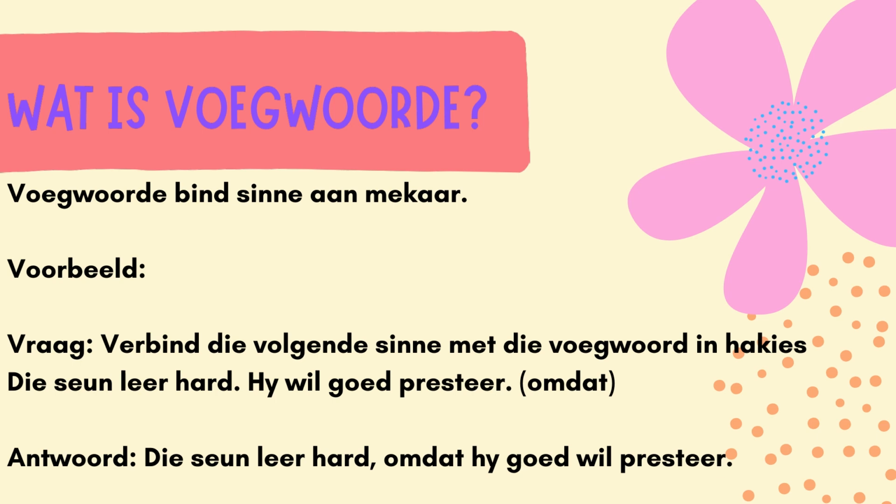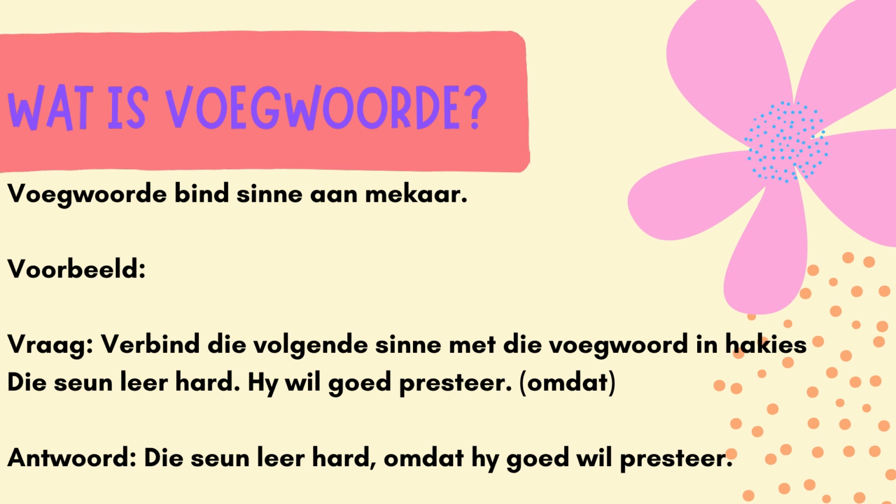Die vraag sal sê, verbind die volgende sinne met die voegwoord in hakkies. The question that will be given to you will say, verbind, join, die volgende sinne, the following sentences, met die voegwoord in hakkies, with a conjunction in brackets. Dan gaan twee sinne vir jou gegee word. Die seun leer hard, hy wil goed presteer. En in hakkies word die voegwoord gegee.